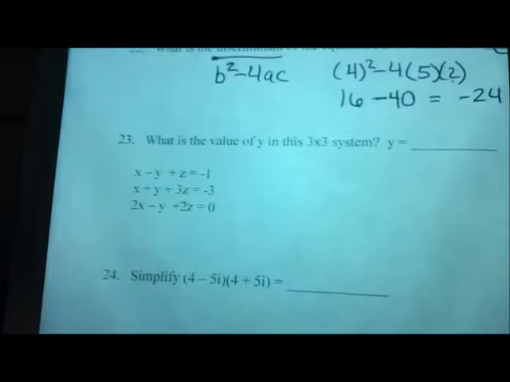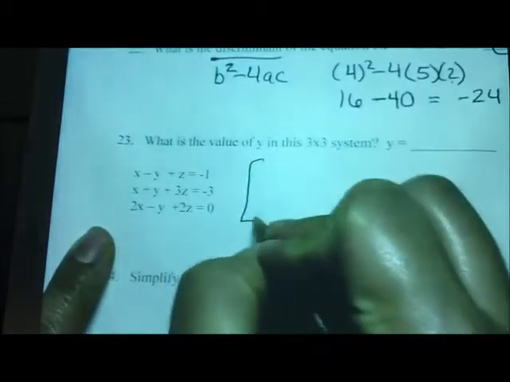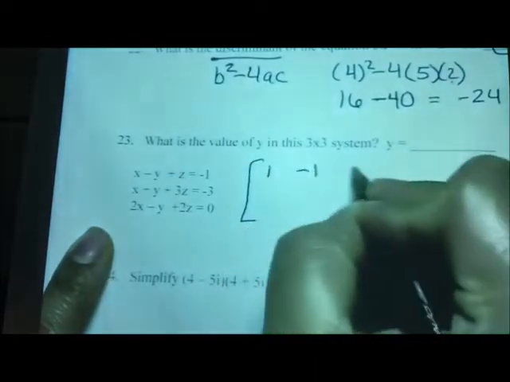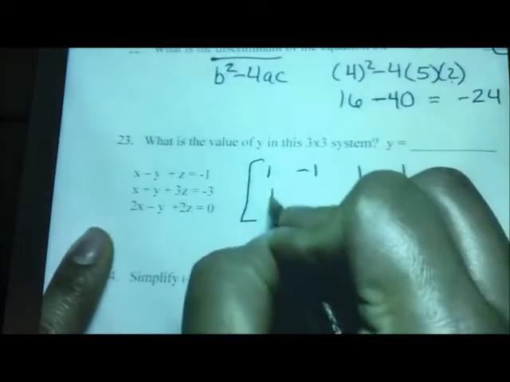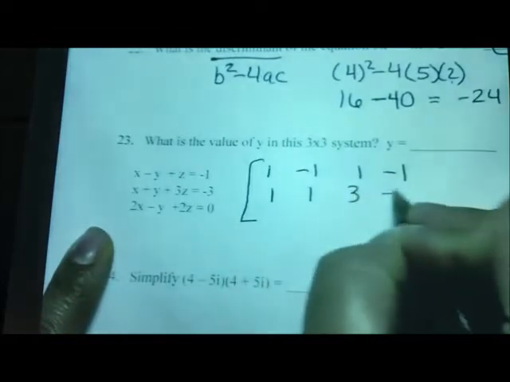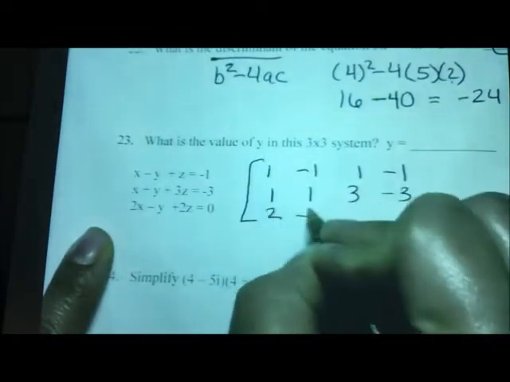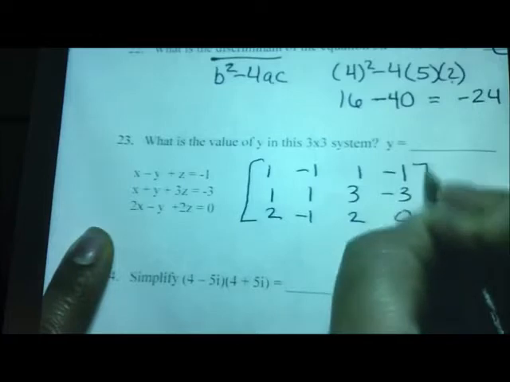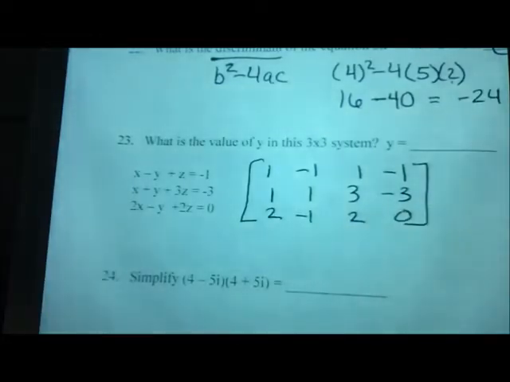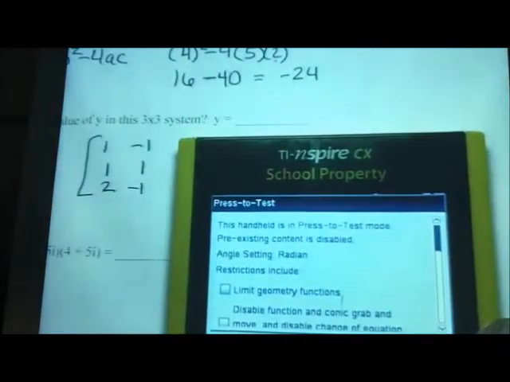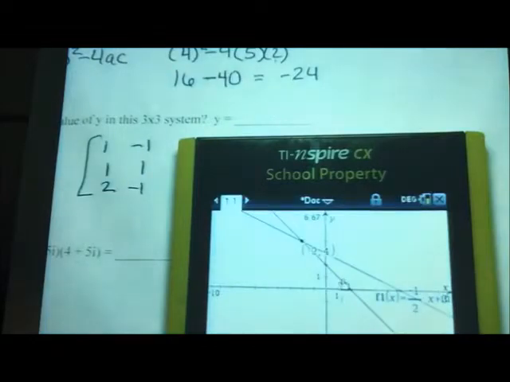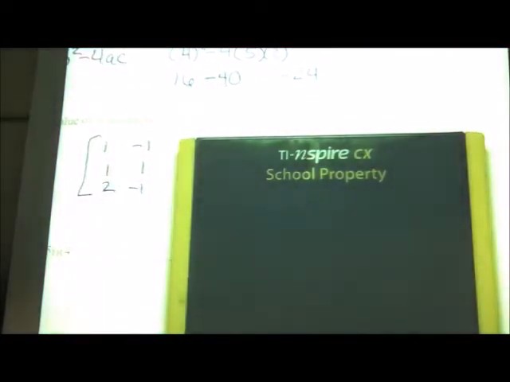This next problem we could also do with the waffle. So they're already in the right order. So this would be 1, negative 1, 1, negative 1, 1, 1, 3, negative 3, 2, negative 1, 2, and 0. So we have to do the waffle for this problem also. So I'm going to move this over. Let's turn this thing on. And I'm going to go into calculator. I think I just turned it off.